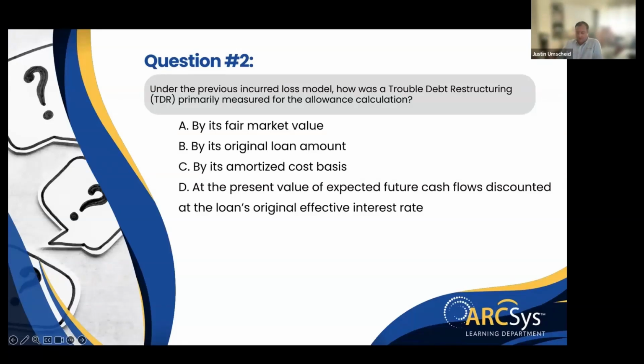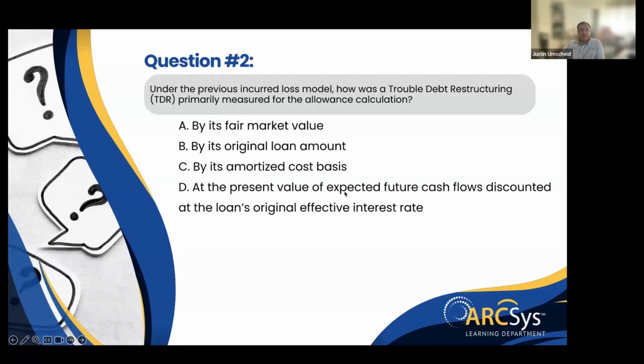By its fair market value, by its original loan amount, by its amortized cost basis, or at the present value of expected future cash flows discounted at the loan's original effective interest rate. The correct answer here was D, at the present value of the expected future cash flows discounted at the loan's original effective interest rate. So again, about 64% of those got that right.